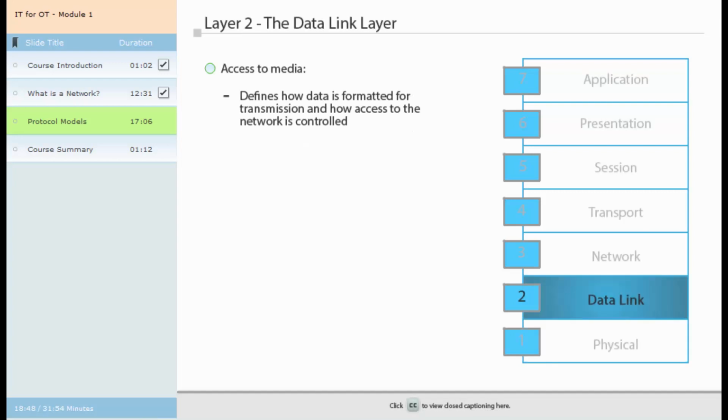Layer 2. The data link layer defines how data is formatted for transmission and how access to physical media is controlled. This layer also typically includes error detection and correction to ensure reliable delivery of the data. In a local area network environment, the data link layer contains 2 sublayers that are described in the IEEE 802 LAN standards. MAC is responsible for controlling access to a shared media environment, and there is the logical link control. This control is responsible for the logical delivery of data between 2 adjacent devices.